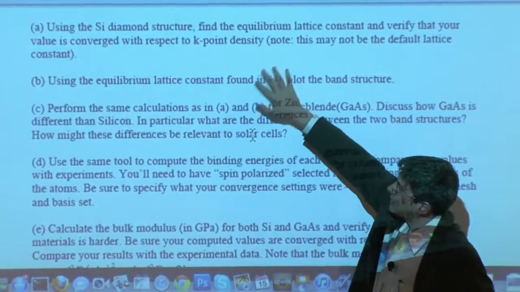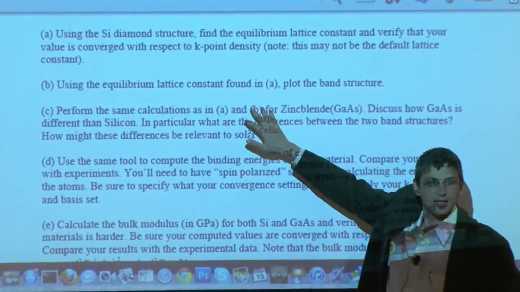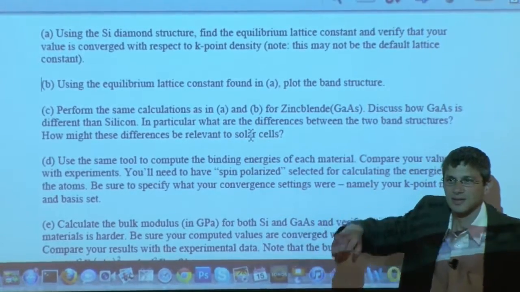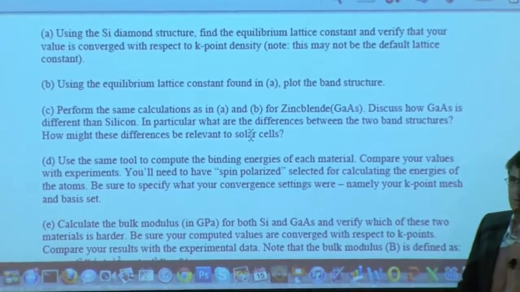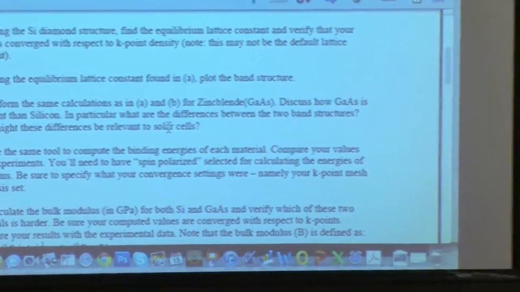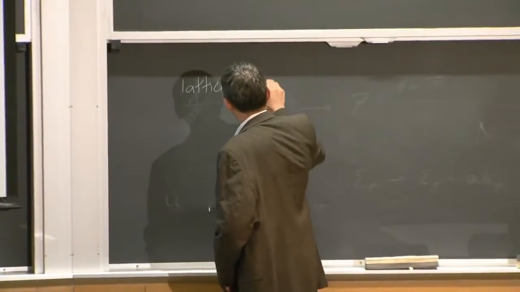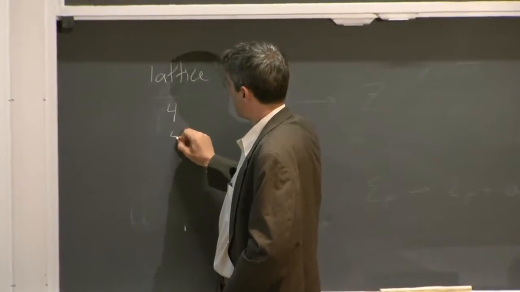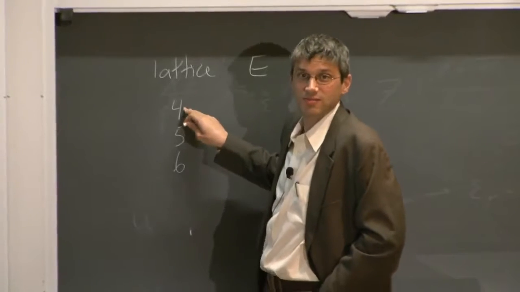How would you calculate the equilibrium lattice constant? Somebody tell me. Look for the lattice which minimizes the energy. And how would you look for that? Change the lattice. So you could just change the lattice and record the energy: 4, 5, and 6. Or maybe that's not a good enough grid. Maybe I need 4.5, 5.5.